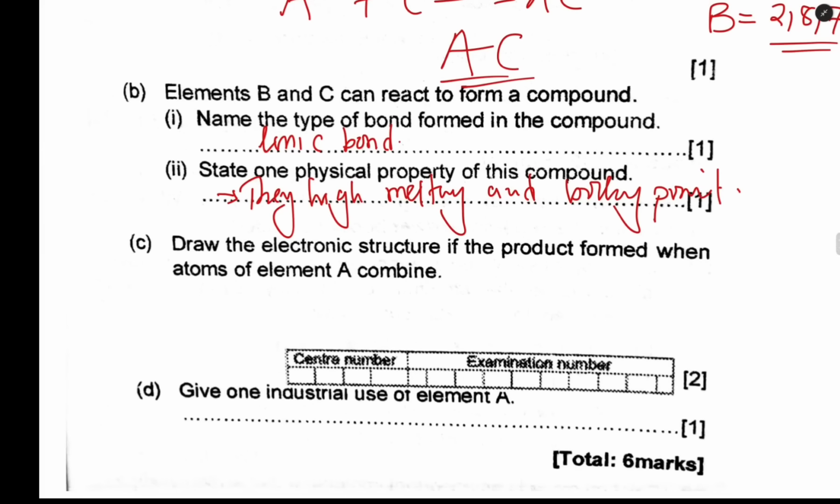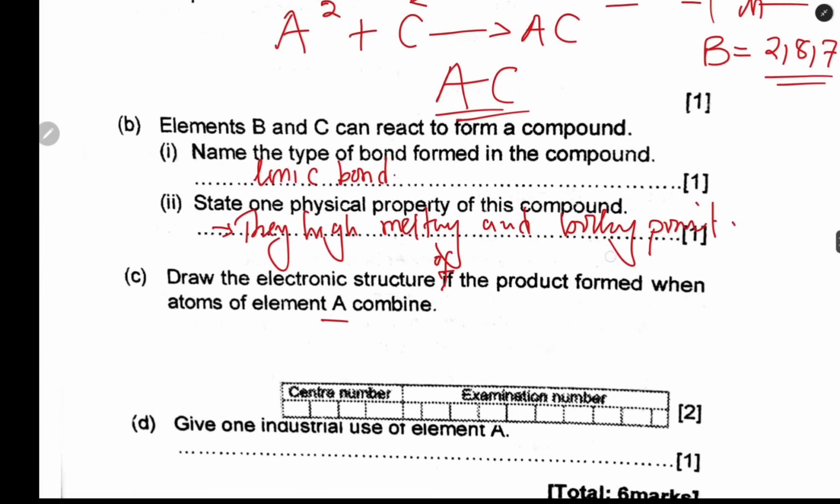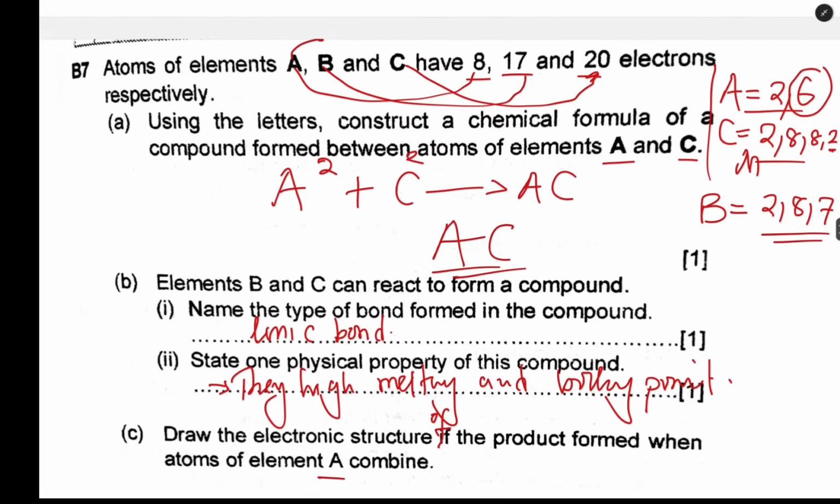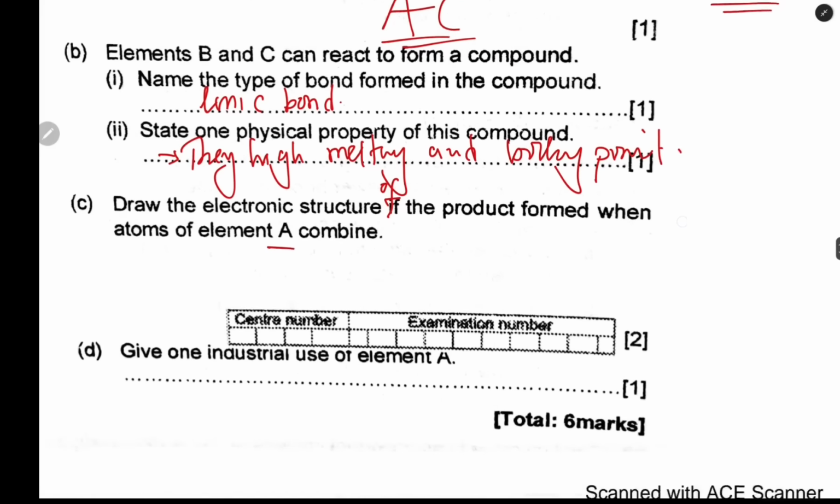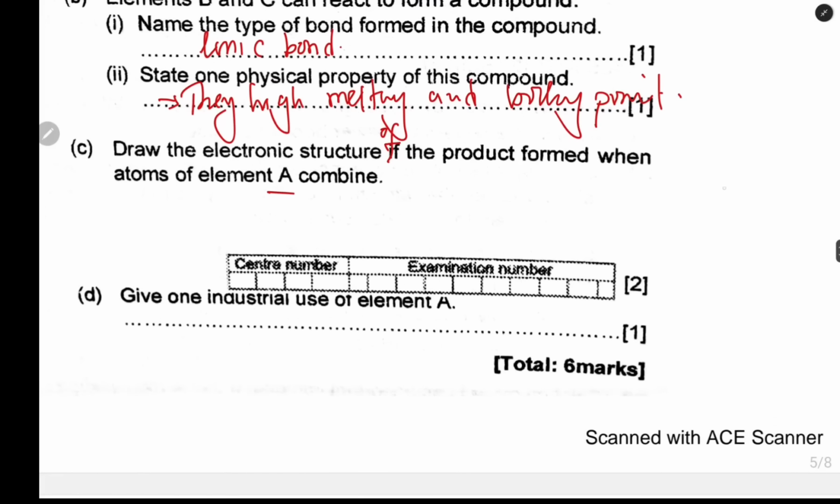Then draw the electronic structure of the product formed when atoms of A combine. So atoms of A combine. Write or draw the electronic structure. So A, just A, which is this one, which is the non-metal. So we're just going to look at the outermost shell. Okay, so we're going to put it here, like this. You know that has the valence of 2.